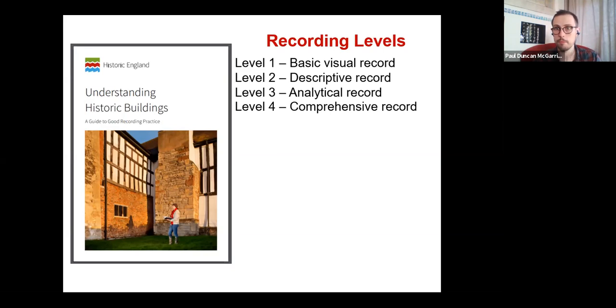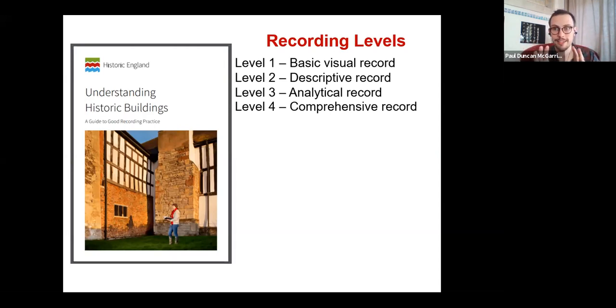Very simply put, basic level of visual recording is just photography. Descriptive record, you write down what you can physically see in front of you. An analytical record is you write it down and you try and explain why what you're seeing might have happened. So instead of saying, I see a blocked doorway, which would be a level two, you would write, there is a blocked doorway which may have been caused by the construction of the extended wing to the west, changing the route into the building.